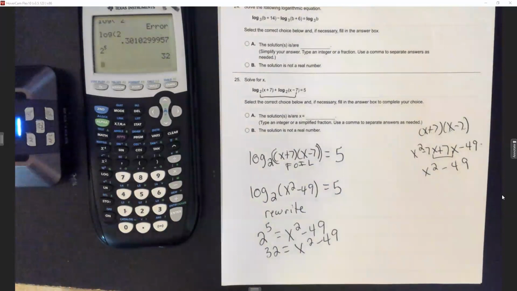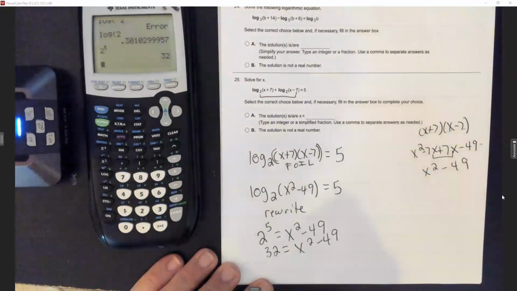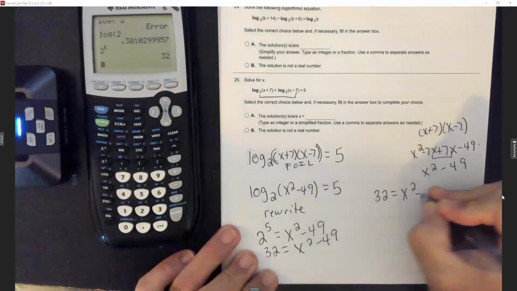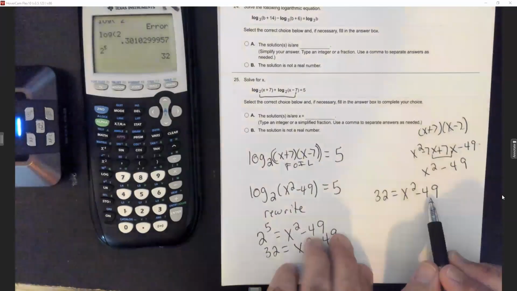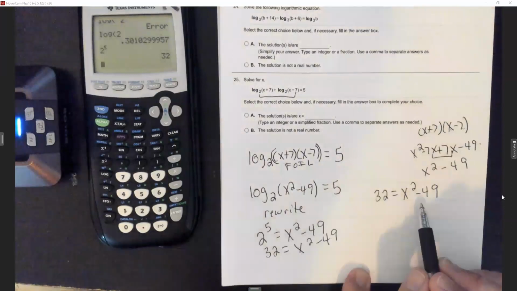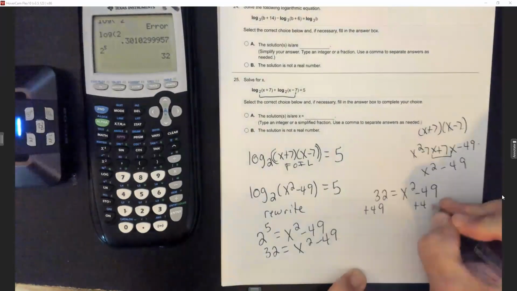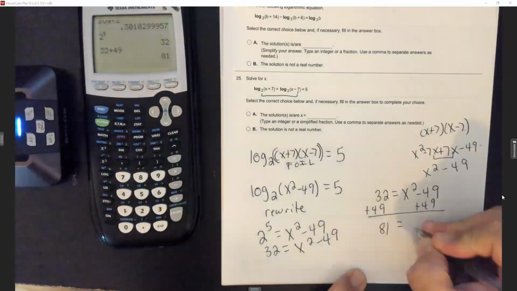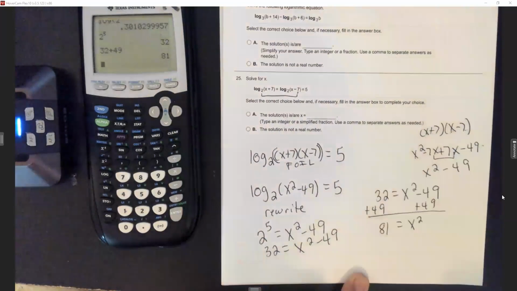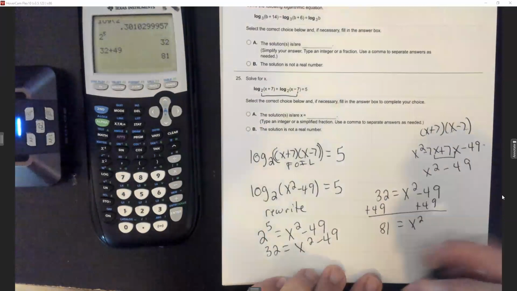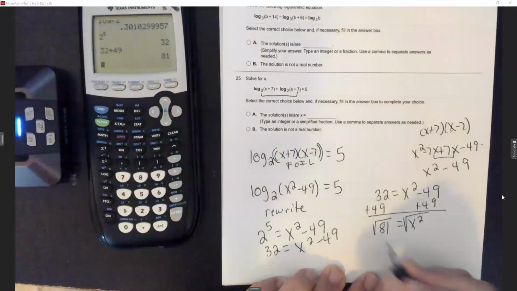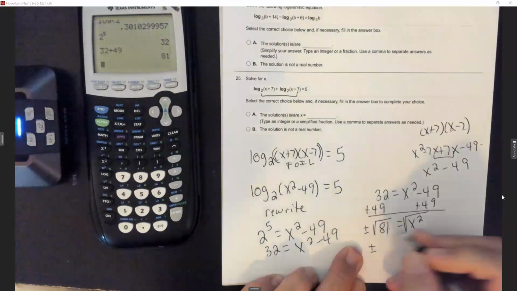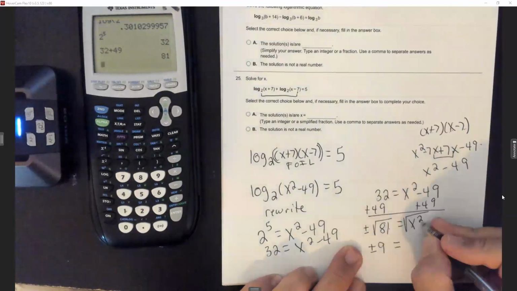Now I'll tell you what I'm probably going to do to this one, since I got an x squared term, but I don't have the x term in the middle. I'm going to take this 32 equals x squared minus 49, and solve it by taking a square root, because I can add 49 to both sides. So 32 plus 49 should be what, 81? So 81 equals x squared. Now to solve that, I'm going to take square roots of both sides. And remember, since you're taking the square root of a number, you got to put a plus or a minus, so plus or minus square root of 81 is 9. That's going to equal your x.